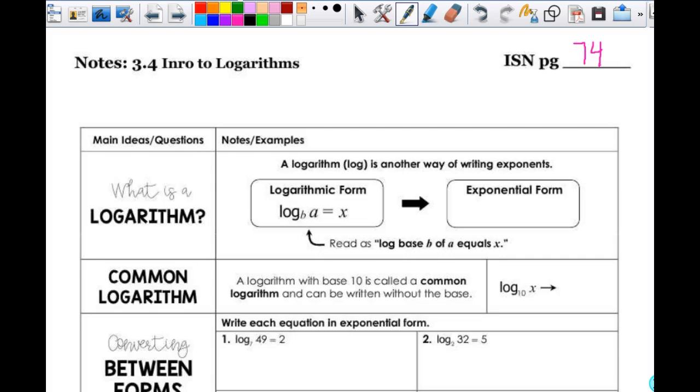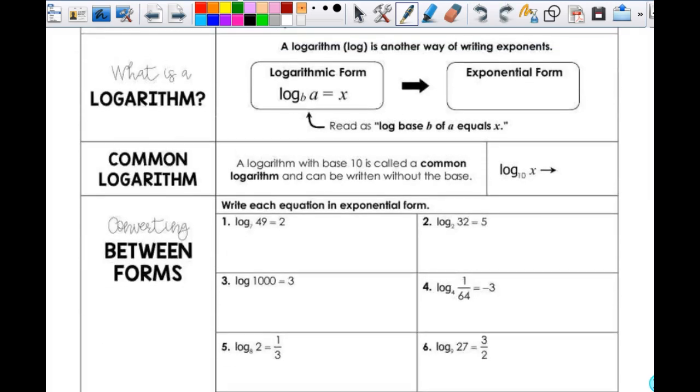All right, so what is a logarithm? A logarithm is another way of writing exponents. So they used P and N in the little video. This means the same thing, even though it's not those letters. This reads log base b of a equals x. So log base b becomes the base of the exponent. So b to the, and then x becomes the exponent, power equals a. It goes in a little circle like that, every single time.